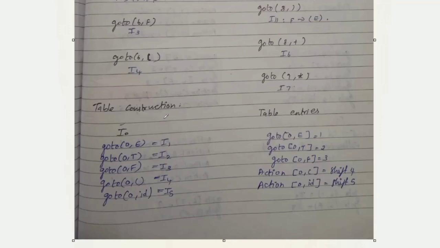When you construct the parsing table, the third step is not necessary. If you are familiar with action and go to part, then you can directly draw the parsing table. For your understanding purpose, I tell you the third step. Using the third step, we will construct the parsing table.